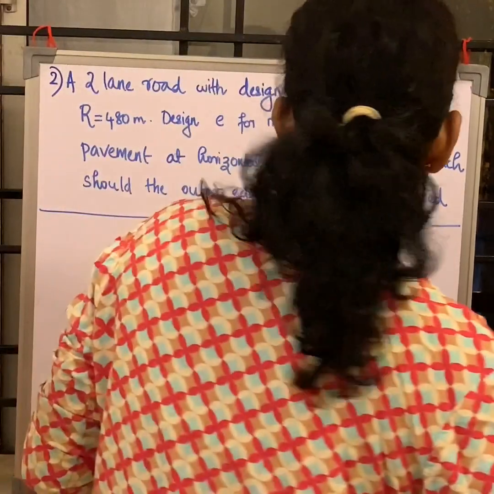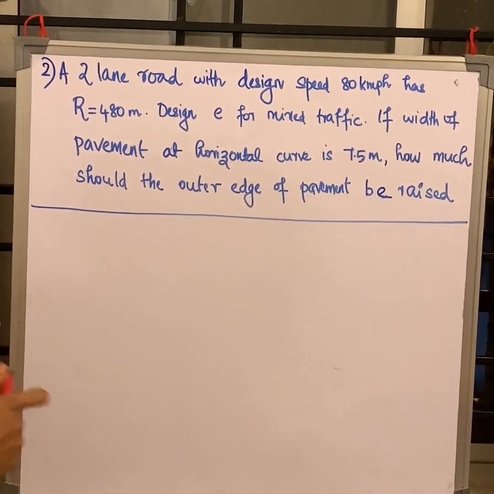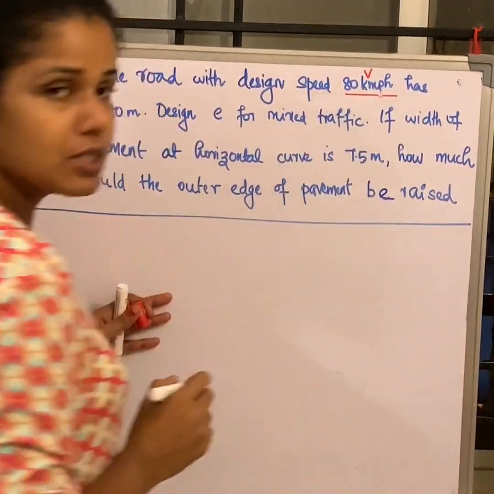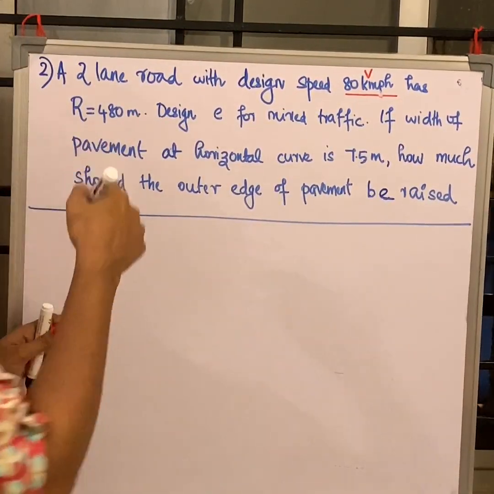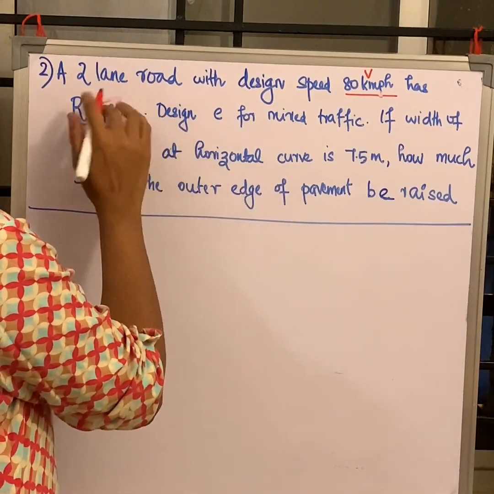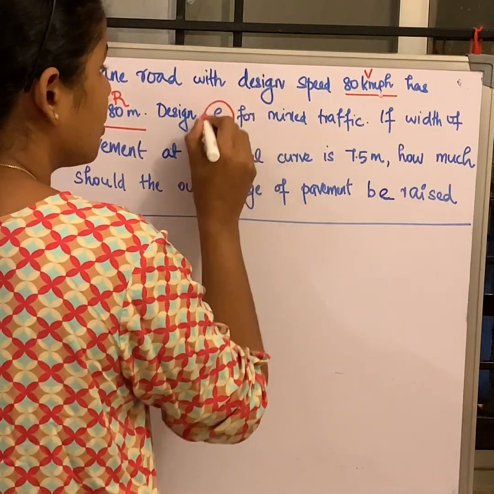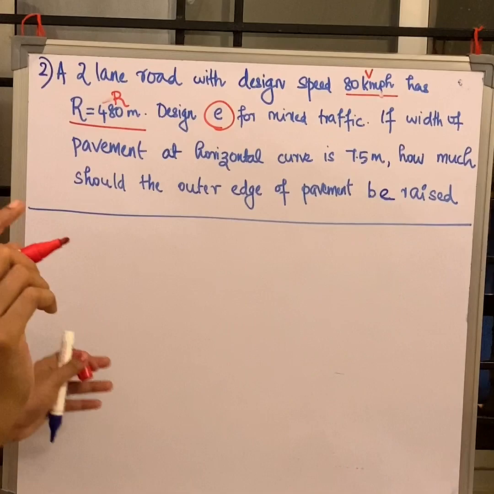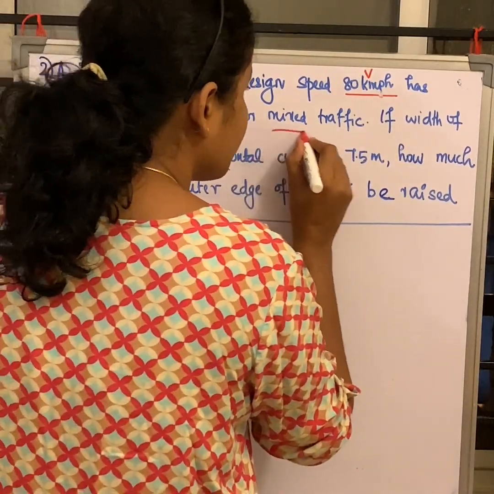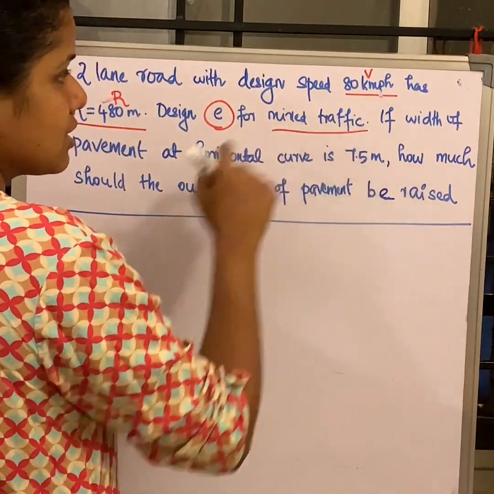So let's understand the question. There is a two-lane road. The two-lane road has a design speed V given as 80 km per hour, and at the horizontal curve, the radius of the horizontal curve R is given as 480 meter. Now, what is it that you are going to calculate? You have to calculate how much super elevation is required for mixed traffic condition. Very important factor: mixed traffic. This is the keyword here.